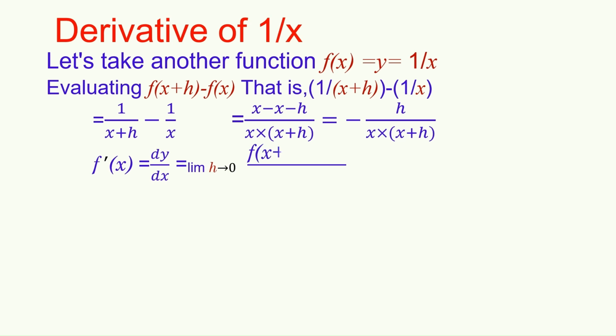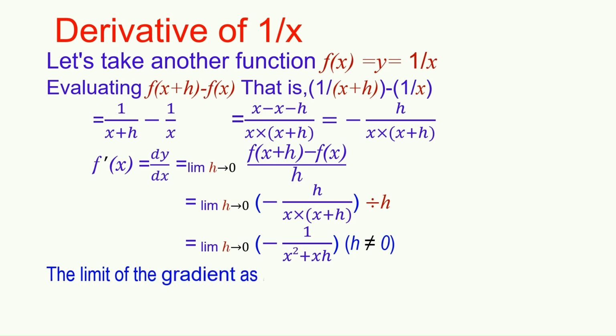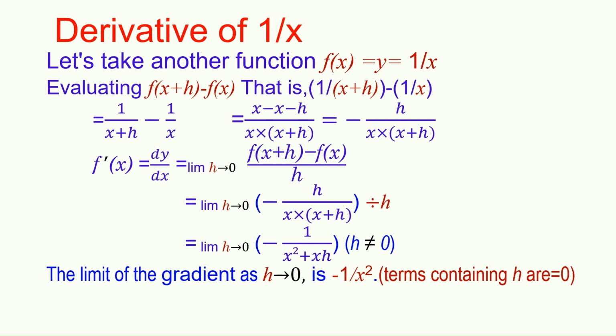f dash of x equals dy dx equals limit h tends to 0, [f of x plus h minus f of x] whole divided by h, equals limit h tends to 0, minus h divided by x times (x plus h) whole divided by h, equals limit h tends to 0, minus 1 divided by (x squared plus x times h). Note here, h is not equal to 0. The limit of the gradient as h tends to 0 is minus 1 divided by x squared. Terms containing h are equal to 0. Therefore the derivative d dx of 1 divided by x equals minus 1 divided by x squared.